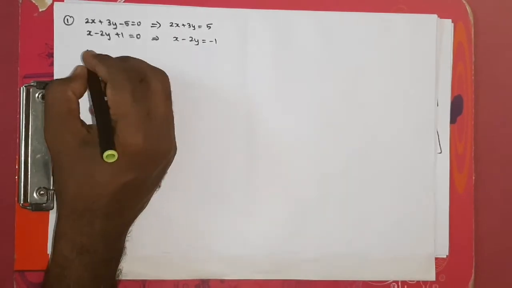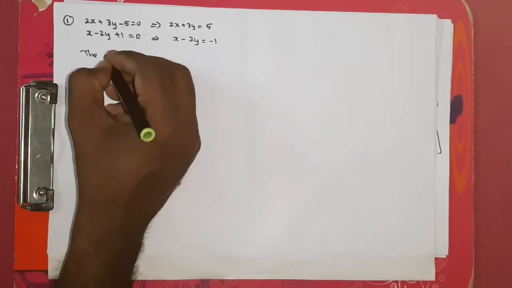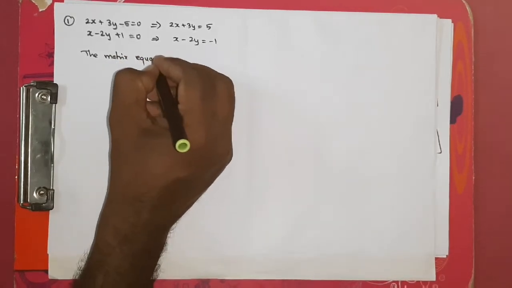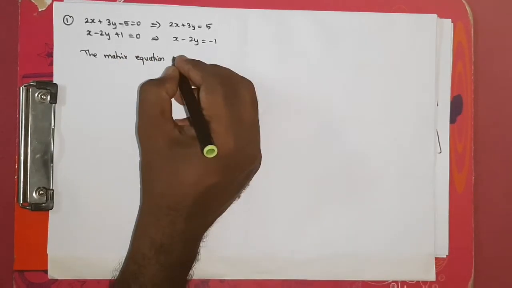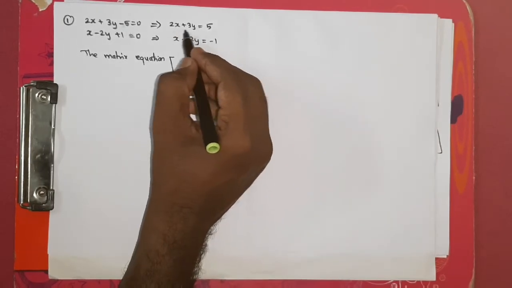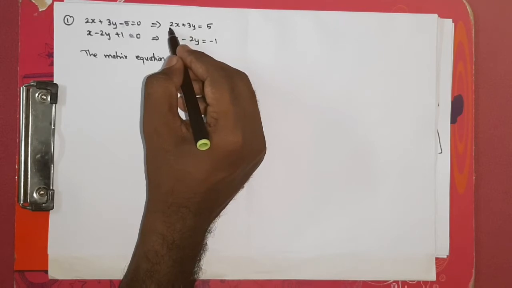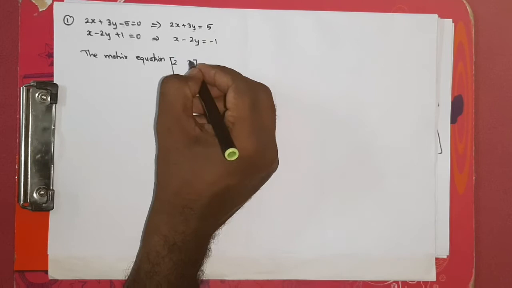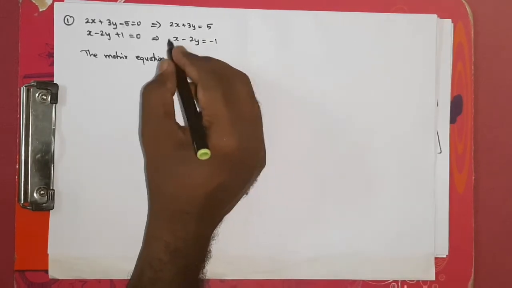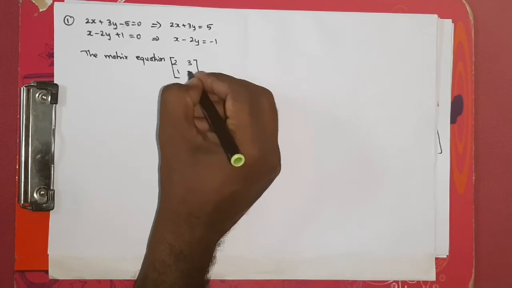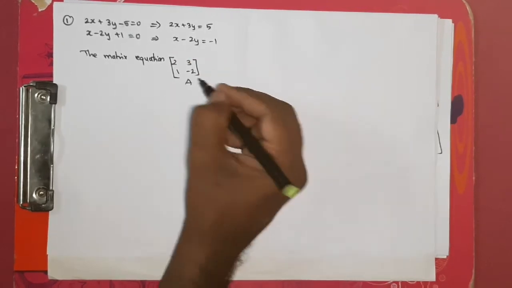Okay. So now we have to write the matrix equation because that is the first step. So what is the matrix equation? AX equal to B. How to write this matrix equation? First, focus on the left hand side of the equations. What is the coefficient of x? 2. And what is the coefficient of y? 3. Write it first: 2, 3. And in the second equation, what are the coefficients? Coefficient of x is 1 and y is minus 2. So this matrix is A.